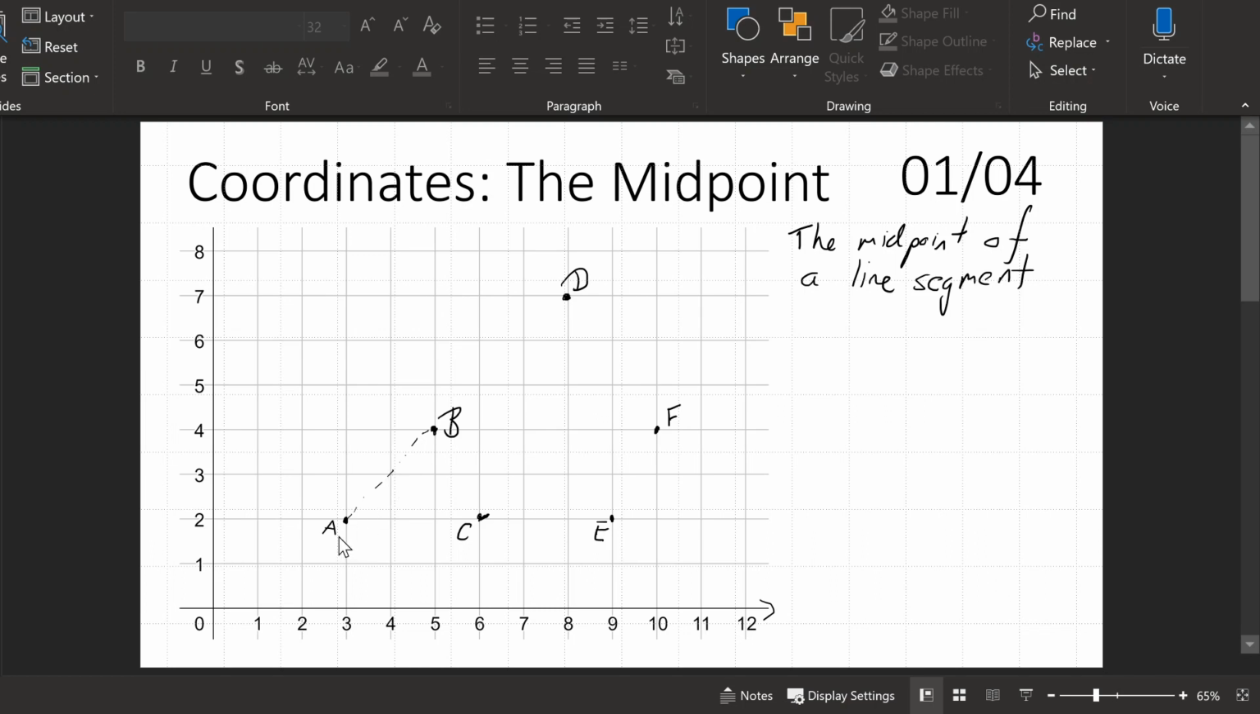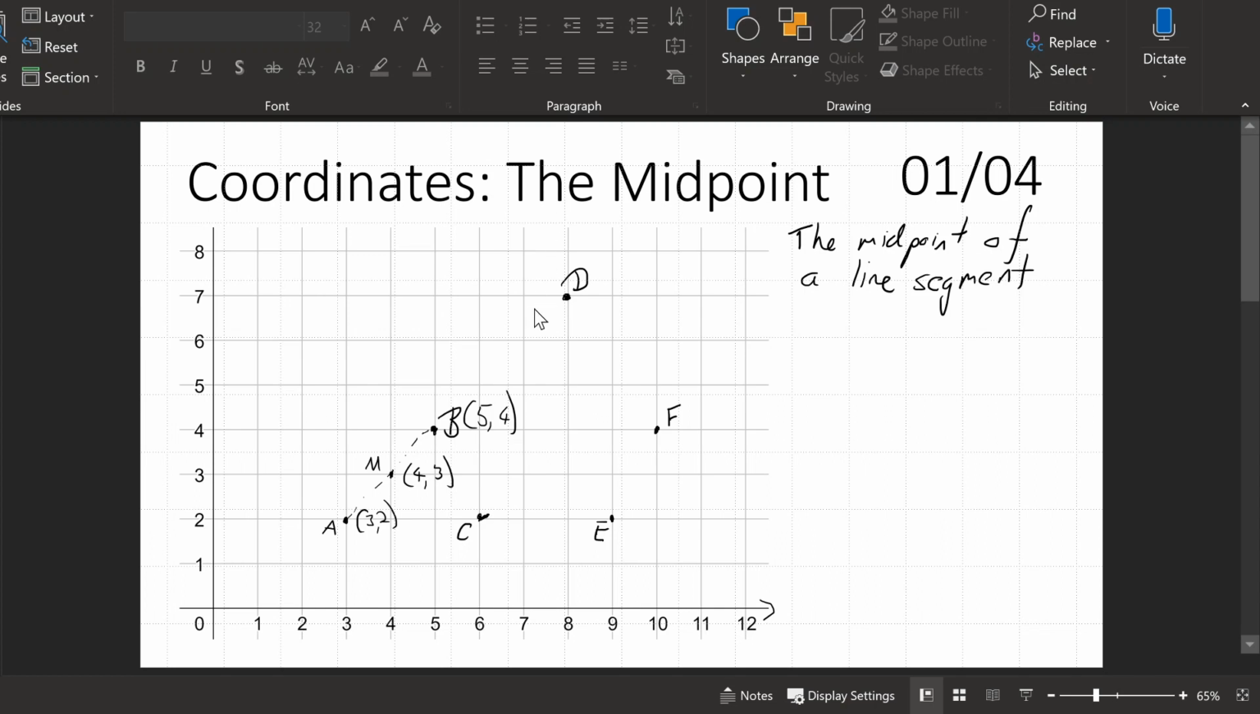You can see, okay, between A here at 3, 2, and B here at 5, 4, you can kind of just see that the midpoint, and I'm just going to call the midpoint M, is at 4, 3, can't you? Like, you can see that that's midway between A and B.